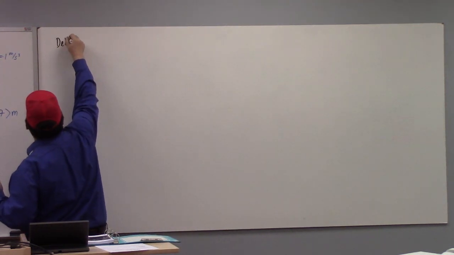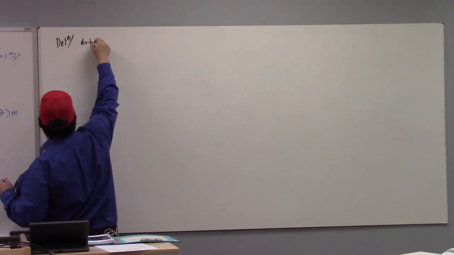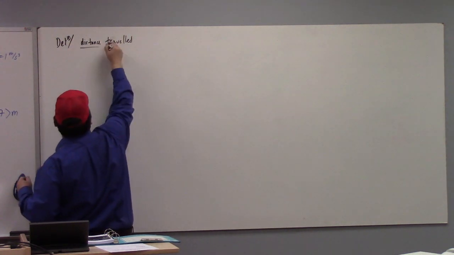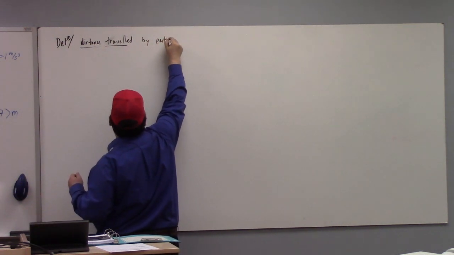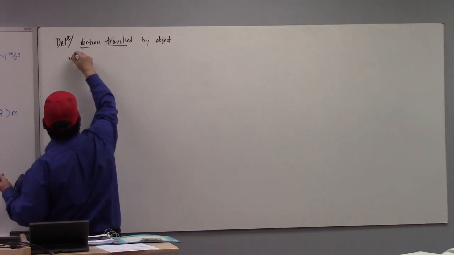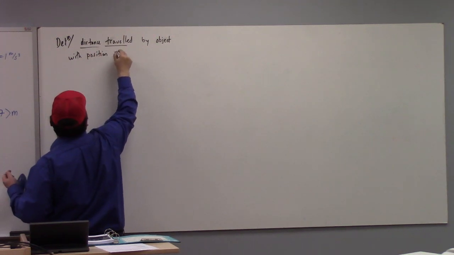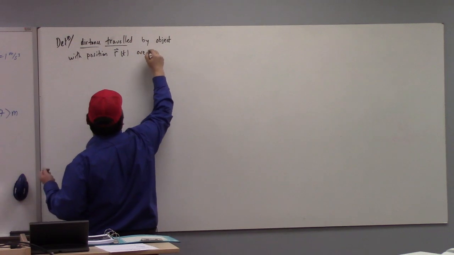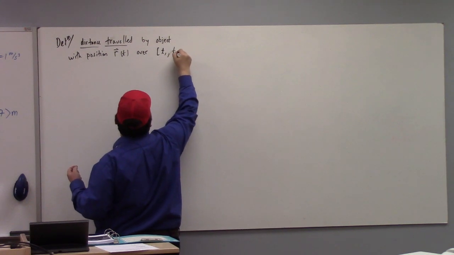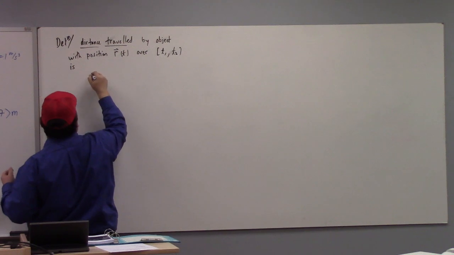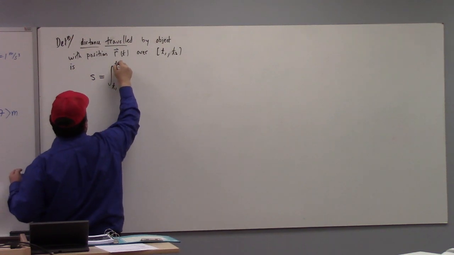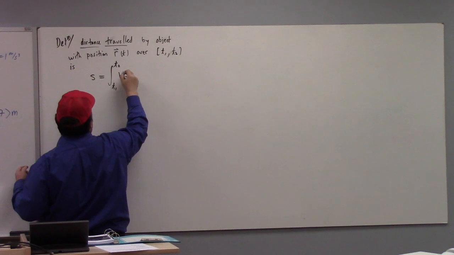But anyway, definition. The distance traveled by a particle or object, let's say object, with position r of t over a time interval, say t1 to t2, is, we oftentimes use s for it, s is equal to the integral from t1 to t2 of v dt.